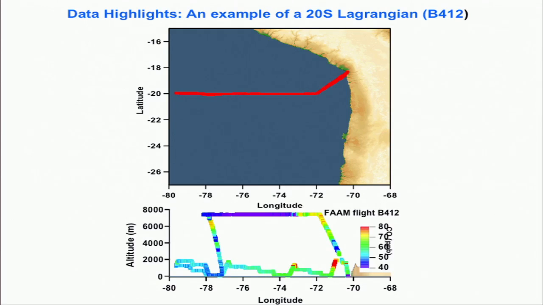Red, very high, 80 parts per billion. Blue, about 40 parts per billion. So, what can you see from that trace? Obviously, the aircraft can't be everywhere at once. But what it shows is that there seems to be high concentrations of CO up here, at very high altitude.